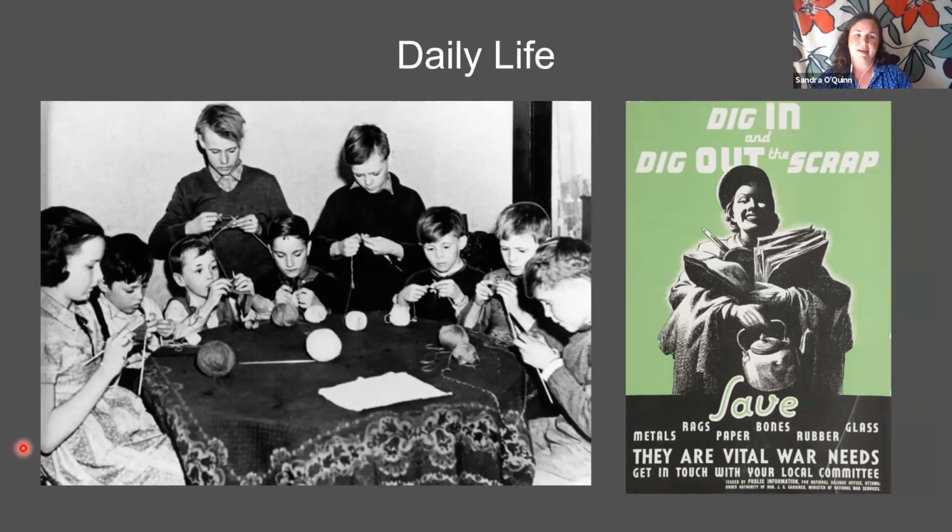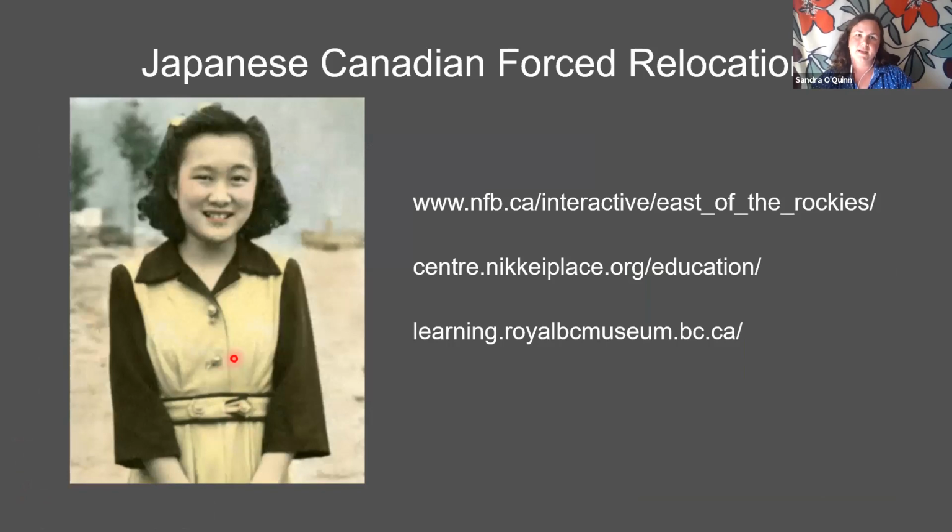We talked about conscription. We talked about all of the different ways that it represents the people left in Canada and their daily lives. And then the last two are slightly different. So Japanese Canadian forced relocation is an example of, well, obviously it's a theme unto itself.